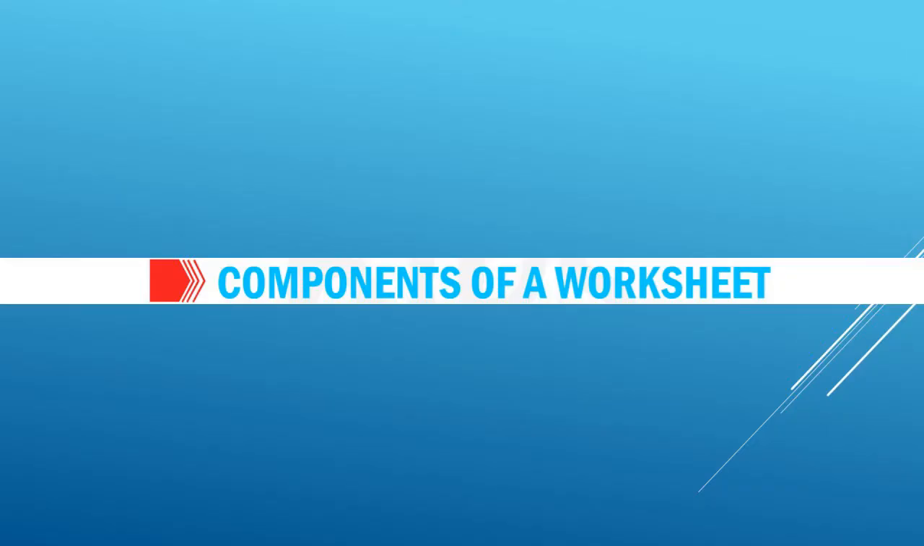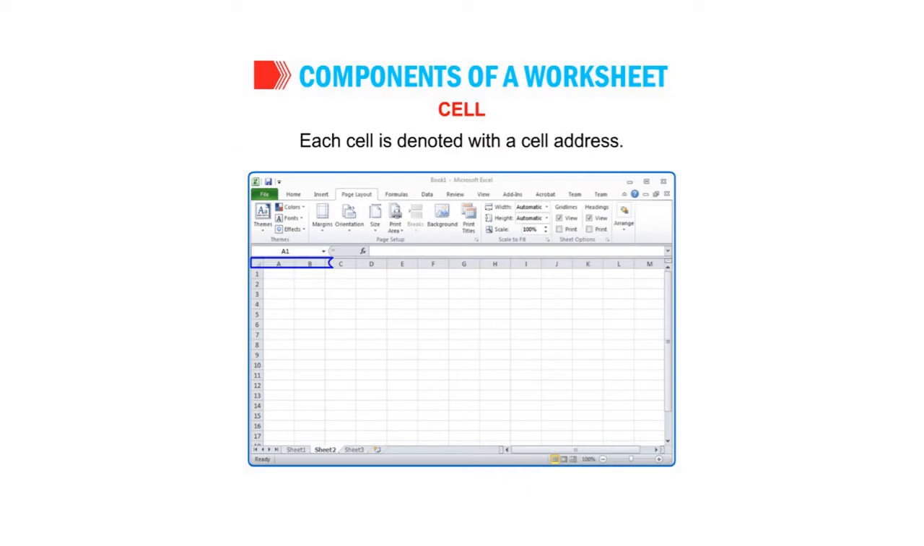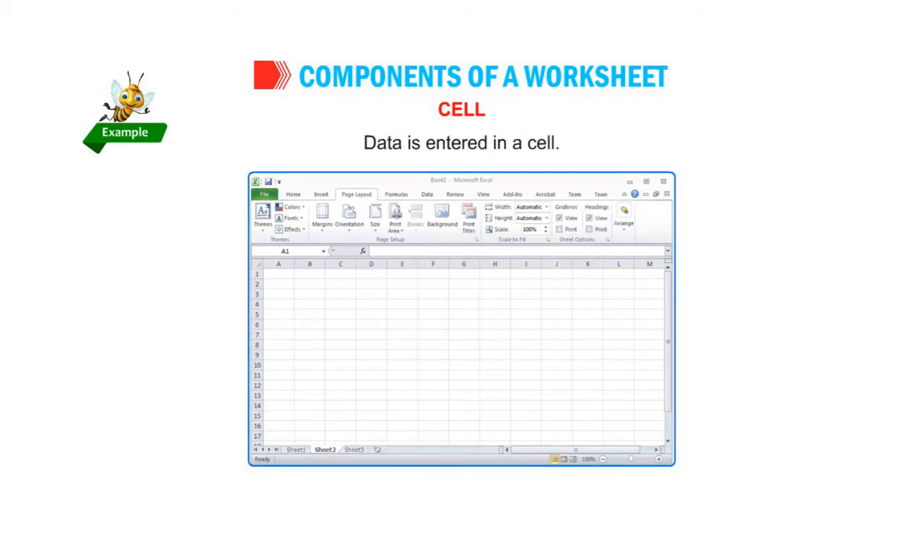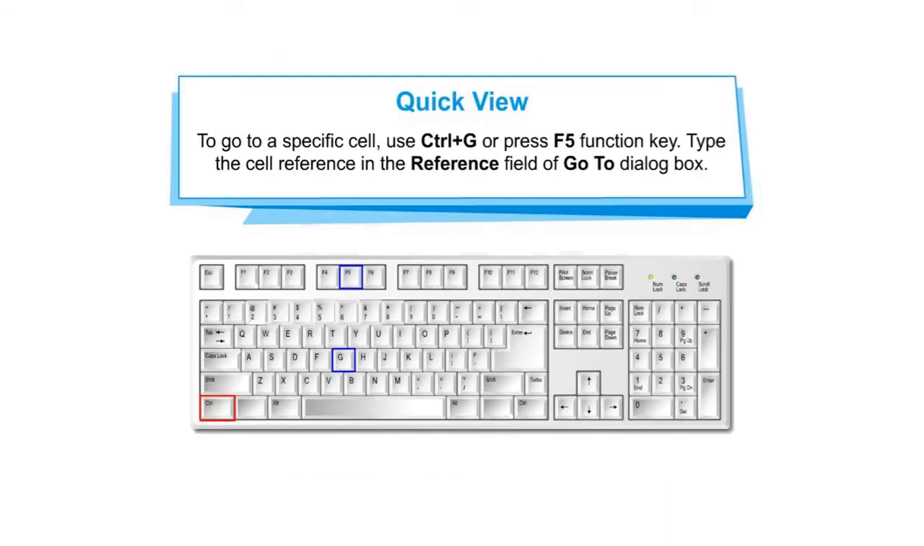Now, let's learn the components of a worksheet. The first component is cell. A cell is an intersection of a column and a row in a worksheet. Each cell is denoted with a cell address. For example, A5 refers to the cell at the intersection of column A and row 5. Data is entered in a cell. A cell can contain up to 32,767 characters.